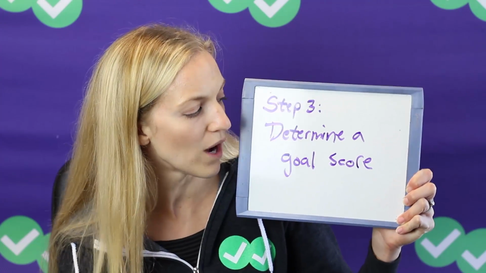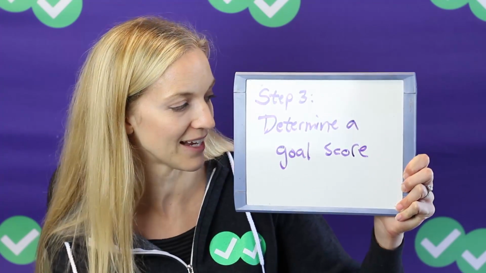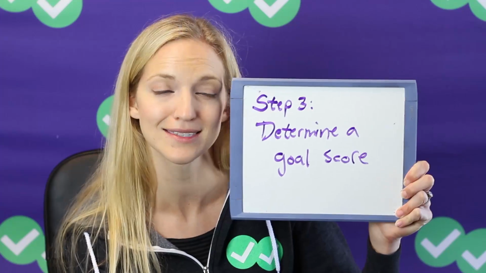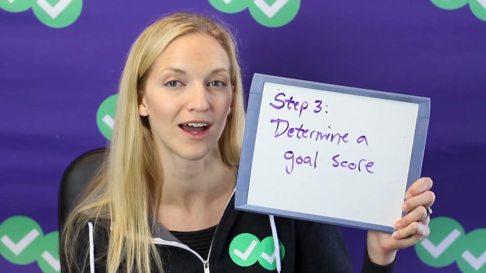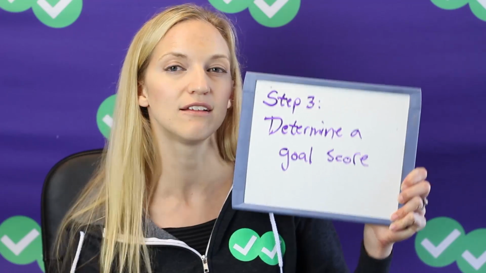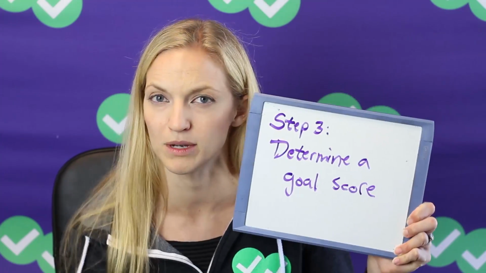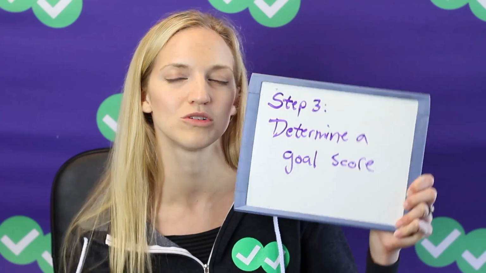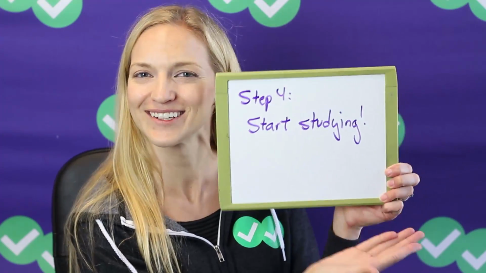So figure out what you need to obtain, and then take a look at your diagnostic test and see if that's a realistic goal, first of all, but also how much time and energy you're going to need to invest into the ACT, or how many times you might need to be taking it in order to achieve that goal. And then step 4, once you've familiarized yourself with the test and taken a diagnostic and figured out what your goal score is going to be, is to start studying.